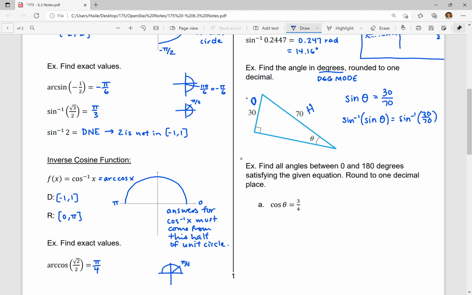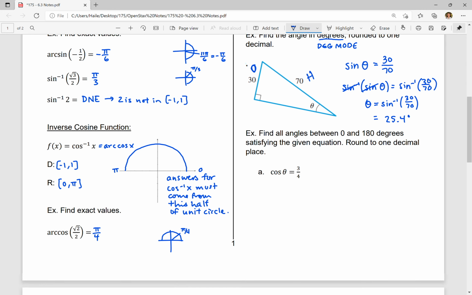What this does is the sine inverse cancels with the sine, and we're left with theta equal to the sine inverse of 30 over 70. Once again, very important to note, we're not dividing by sine, but this does sort of the same thing, if that makes sense. So to move sine away from theta, we need to take the sine inverse. Finally, if we put this into our calculator in degree mode, we should get 25.4 degrees. So that is our answer.